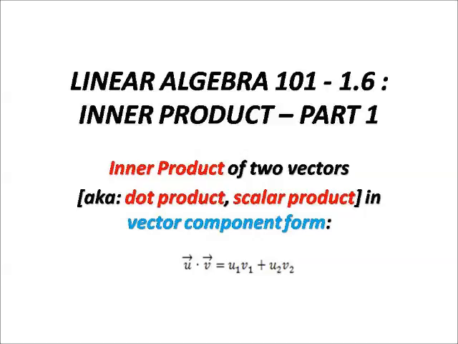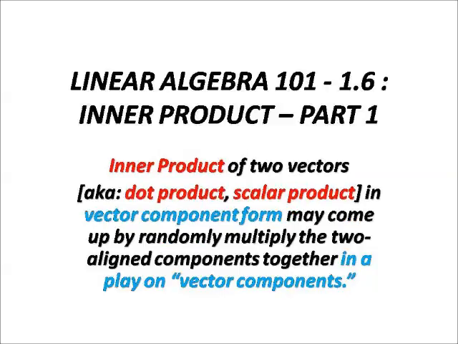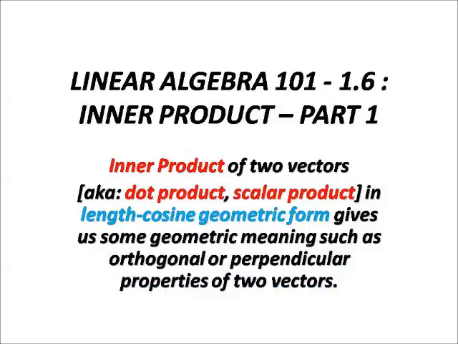Inner product of two vectors in vector component form. Vector u inner product vector v equals u1 v1 plus u2 v2. Geometrically, u inner product v equals the length of u times the length of v times cosine theta, where theta is the angle between the two vectors. The vector form may come from simply multiplying the two aligned components together in the vector component form.